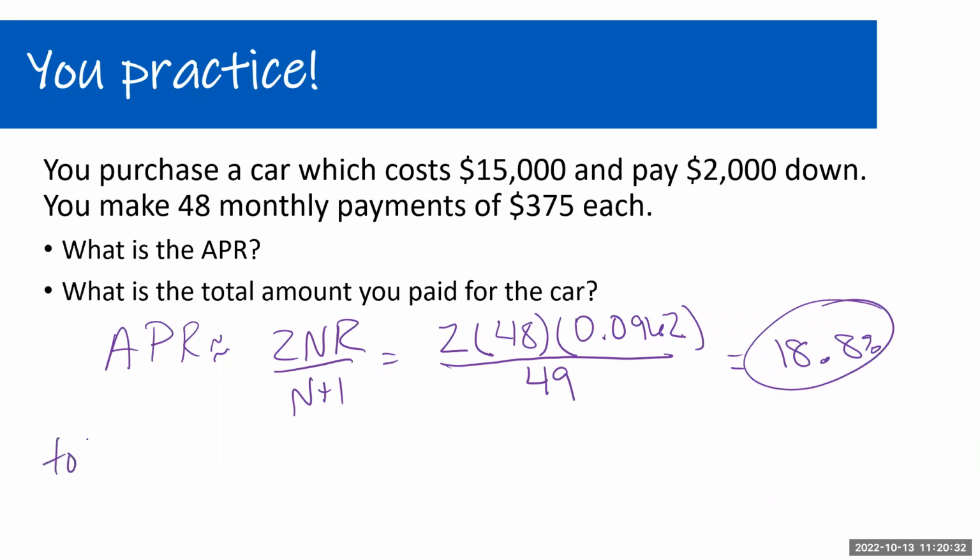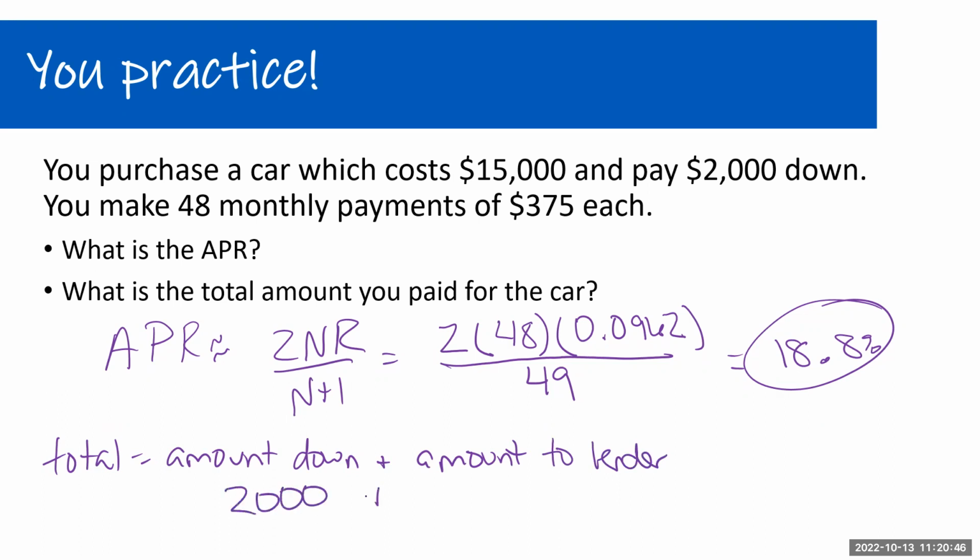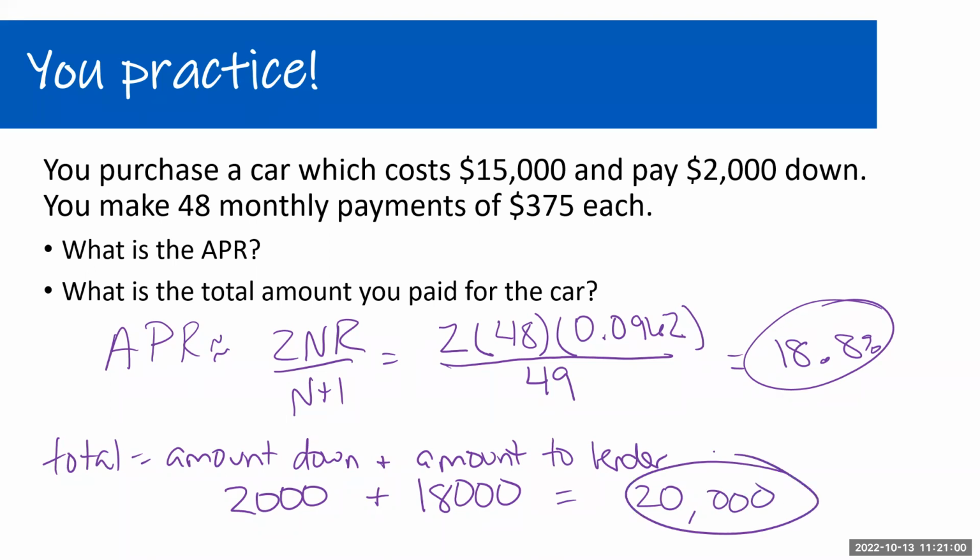Well, remember that our total is amount down plus the amount that we paid to our lender. And we paid $2,000 down, and we found early on that we had actually paid to the lender $18,000 based on our monthly payment. So we are going to pay a total of $20,000 for the car. So the car only costs $15,000, and we're going to pay $20,000 for it in the long run.